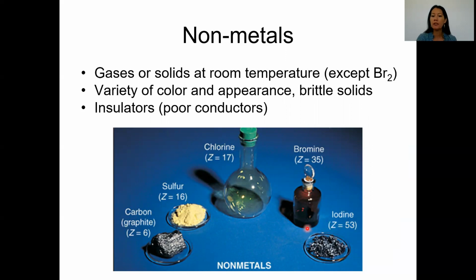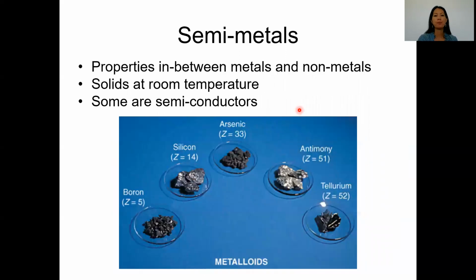Iodine here is like flakes of a silvery, dark silvery color, as you can see here. These are insulators, they're poor conductors. Semi-metals are in between, they look more like metals.